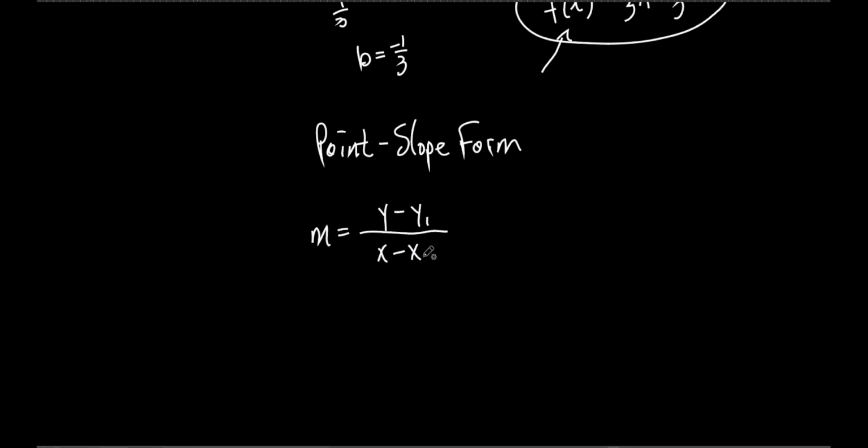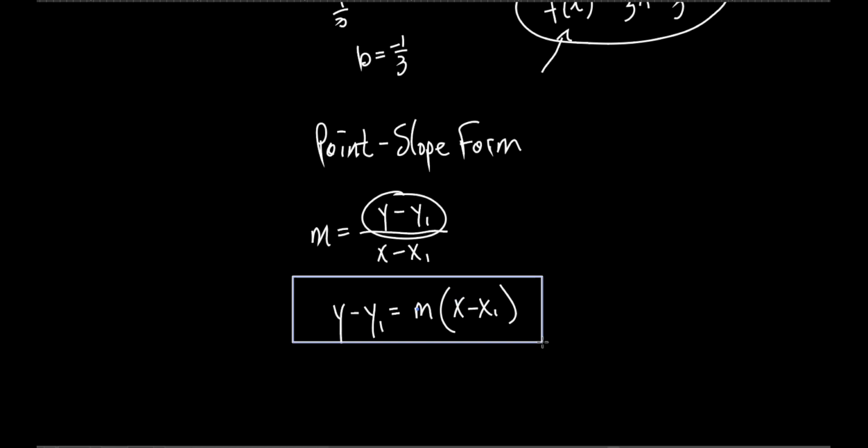And then what's this going to be? x minus x1. Now, what we're going to do is solve not for y, but for y minus y1. Very easy. So if I just want to solve for that, what's that equal then? y minus y1 equals what? What do I do with that x minus x1? Multiply it, right. Multiply everything by x minus x1. So what's it going to look like over here? m times what? x minus x1. That right there is the point slope form.